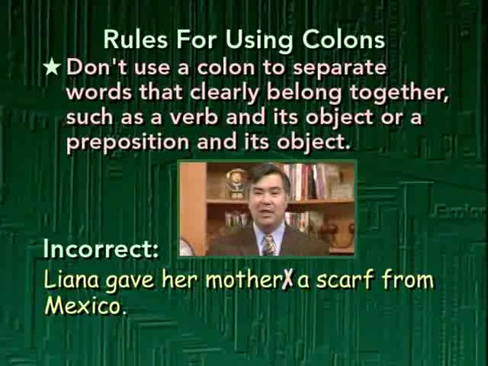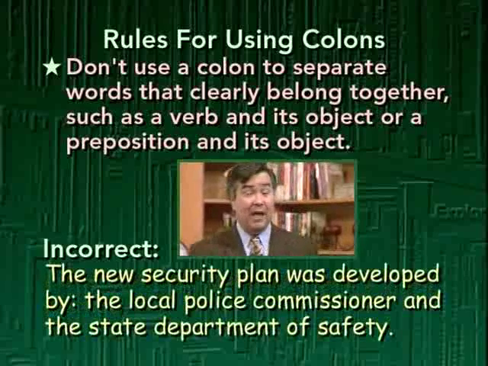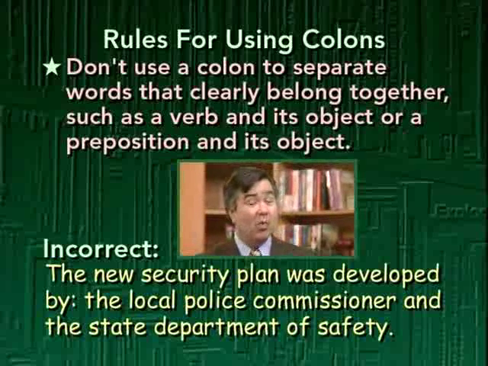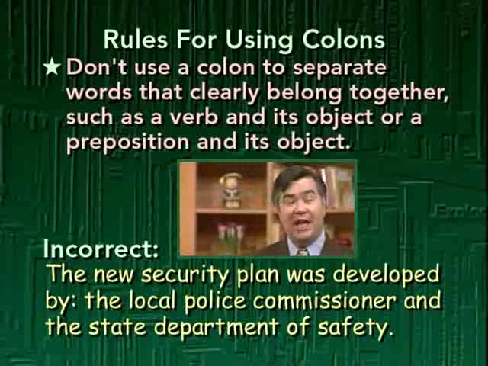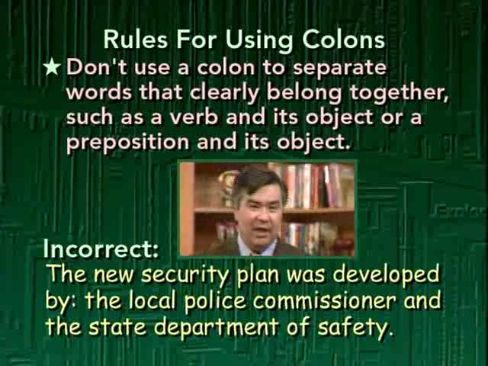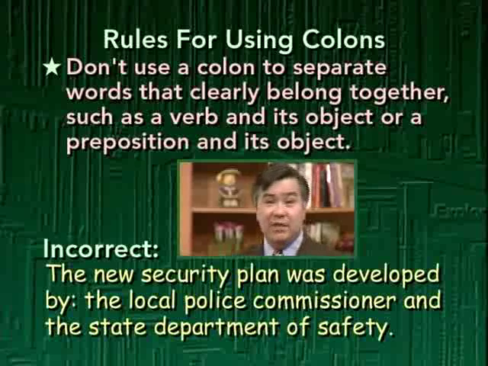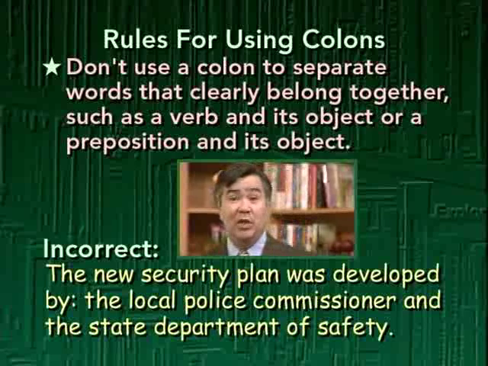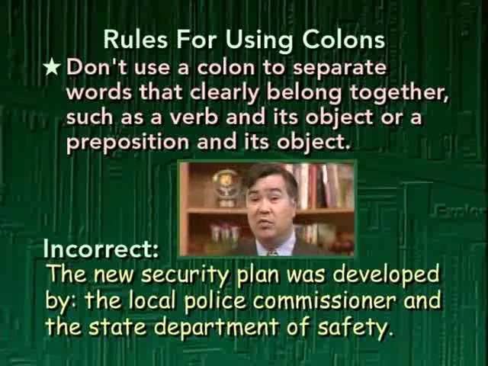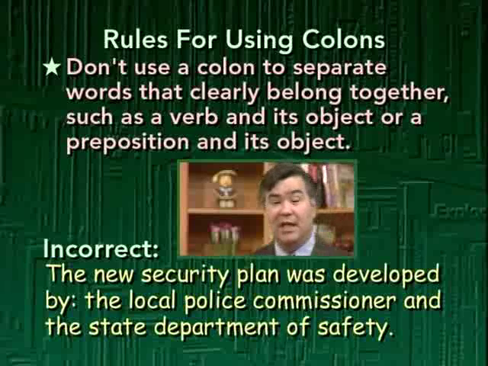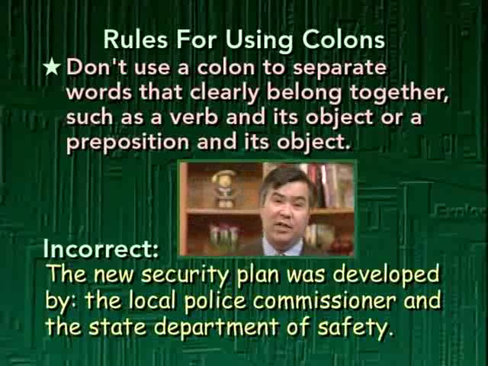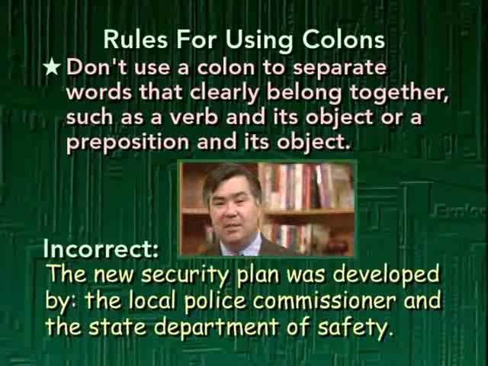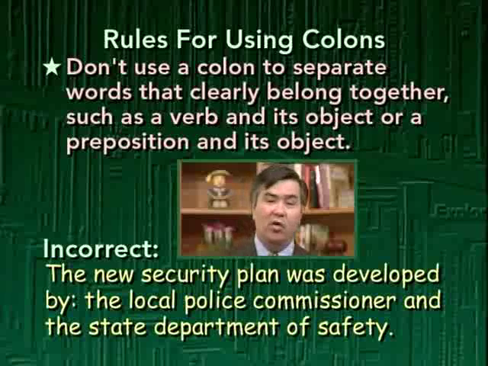And one more example. "The new security plan was developed by, colon, the local police commissioner and the State Department of Safety." Once again, the colon has been used here as a kind of introductory punctuation mark, and we've seen that colons can be used to introduce lists, as, for example, in the sentence we looked at previously, where the colon introduced the list Charles Chaplin, Buster Keaton, and Harold Lloyd. So the person who wrote this sentence is thinking, well, I have a kind of list here, the local police commissioner and the State Department of Safety. So why not put a colon in front of it?